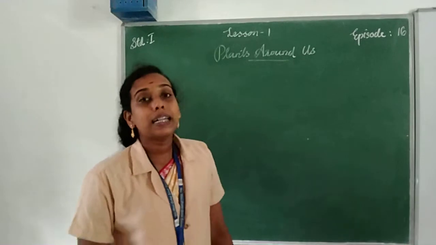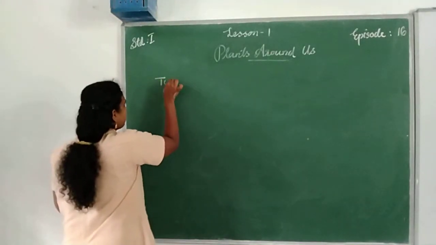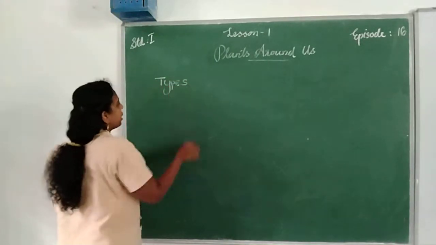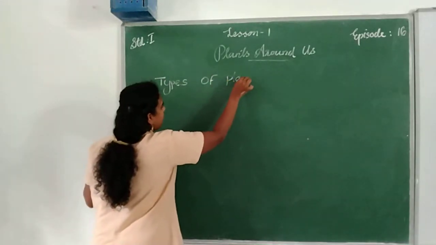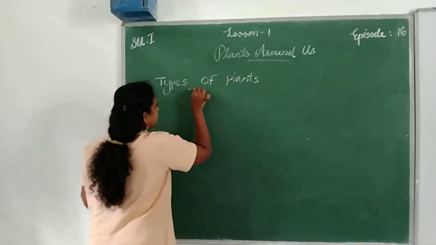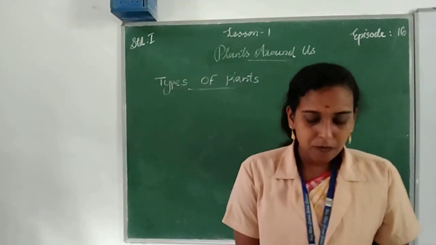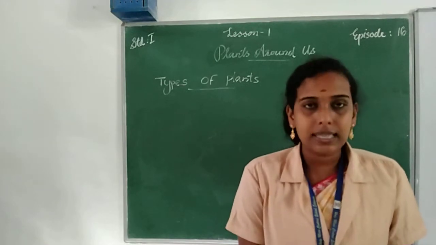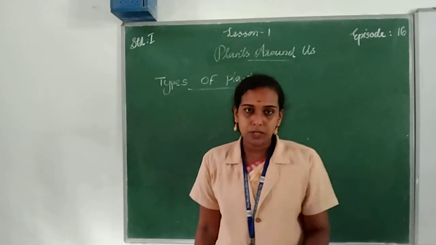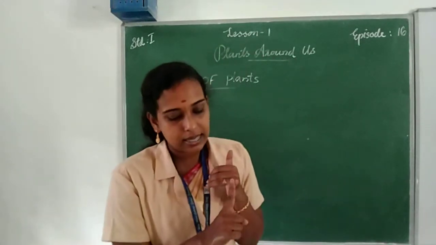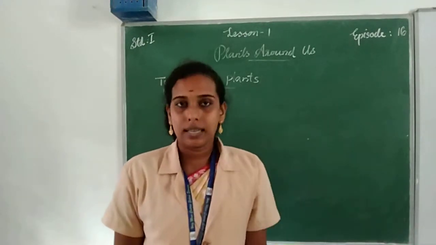So the question is types of plants. T-Y-P-E-S, types of plants. P-L-A-N-T-S, types of plants. The plants are divided into different categories according to the shape and size of the plants. And there are mainly 5 types of plants, and they are trees, shrubs, herbs, climbers and creepers.